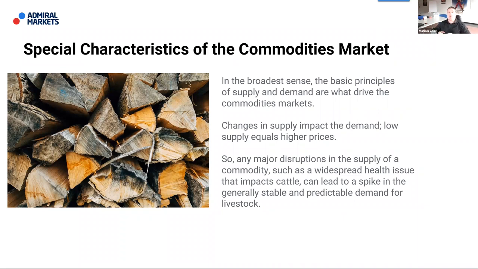Any major disruptions in the supply of a commodity, such as a widespread health issue, for example, that impacts cattle, can lead to a spike in the generally stable and predictable demand for livestock.